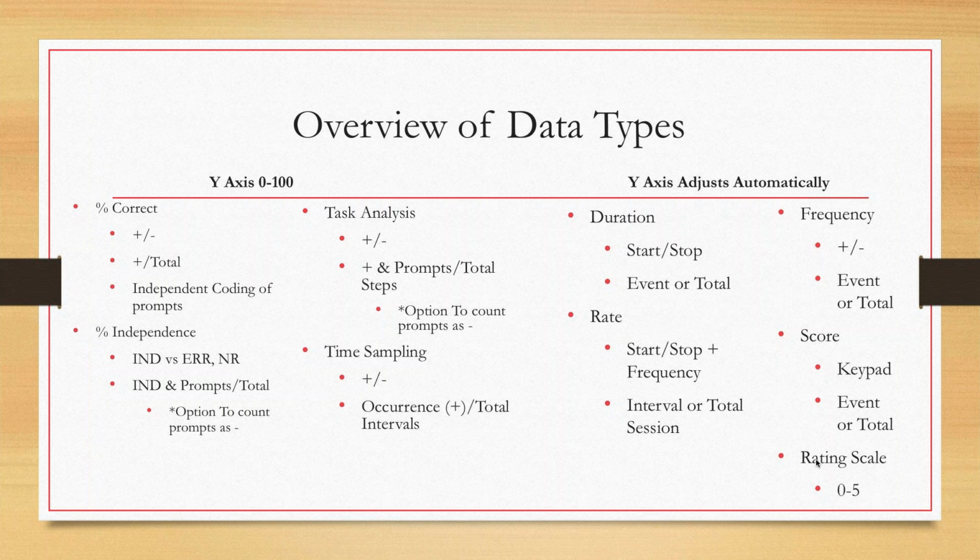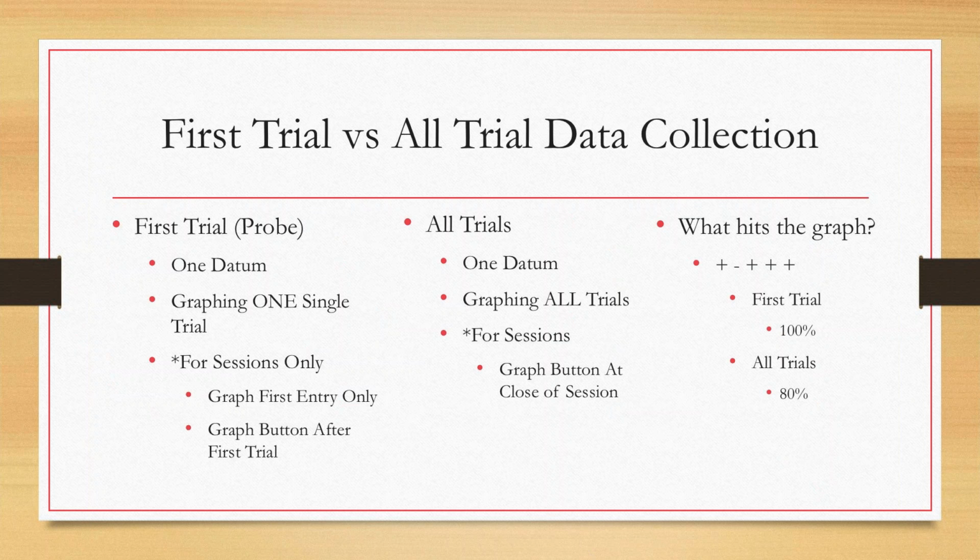So, and the very, very last piece, we've got rating scale. That's listed as a 0 to 5, and whatever you decide to hit the graph will be listed right there. So the very, very last thing I've got for you before we go into Learn and start playing around with this is making the distinction between first trial data and all trial data collection.